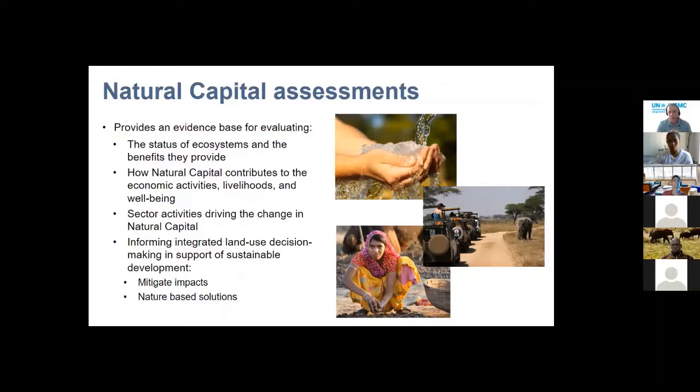And the whole point of doing this is to use that information to help us in a better integrated land use decision-making process that's going to be more sustainable with respect to development. So how can we best mitigate the impacts of our decisions around land use and economic activities on natural capital, but also how can we get the benefits from natural capital integrated into our development planning, for example, through the use of nature-based solutions.